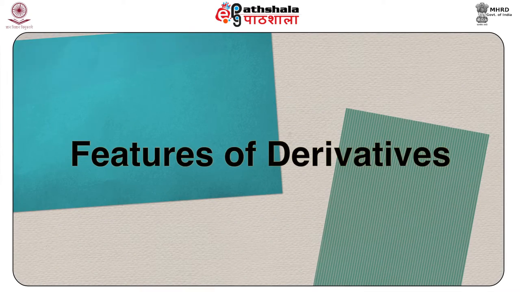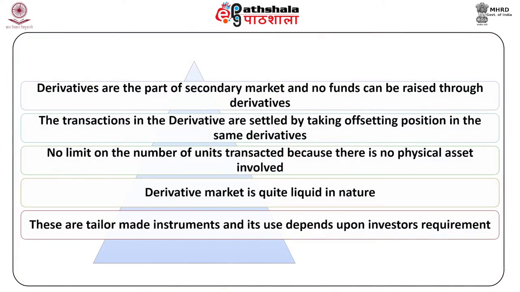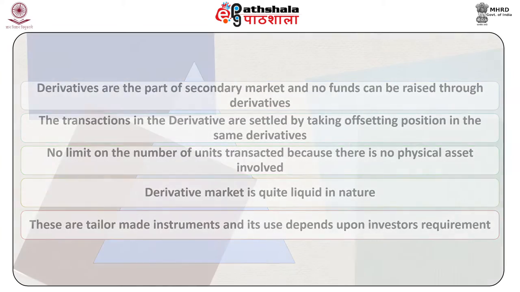Features of the derivatives. Derivatives are part of the secondary market and no funds can be raised through derivatives. The transactions in derivatives are settled by taking an offsetting position in the same derivatives. There is no limit on the number of units transacted because there is no physical asset involved. The derivative market is quite liquid in nature. These are tailor-made instruments and their use depends upon investors' requirements.